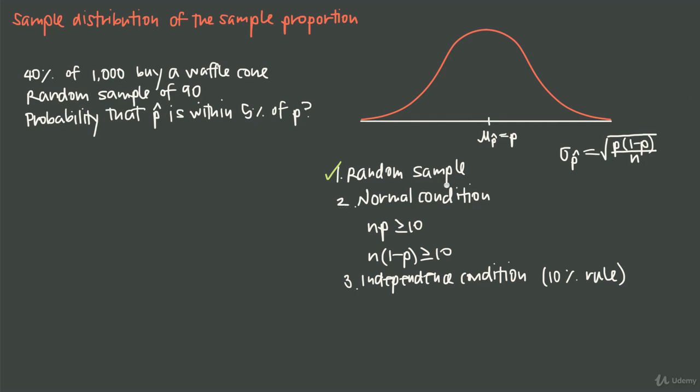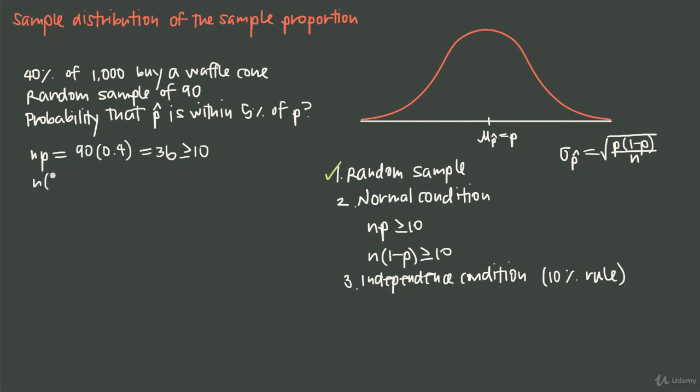The second is the normal condition. Are we going to have at least 10 successes and at least 10 failures? Well, we're taking a sample of 90, and we've been told that the population proportion is 40%. So np will be 90 times 0.4, and that's 36, and that is in fact greater than or equal to 10, so we will have at least 10 successes.